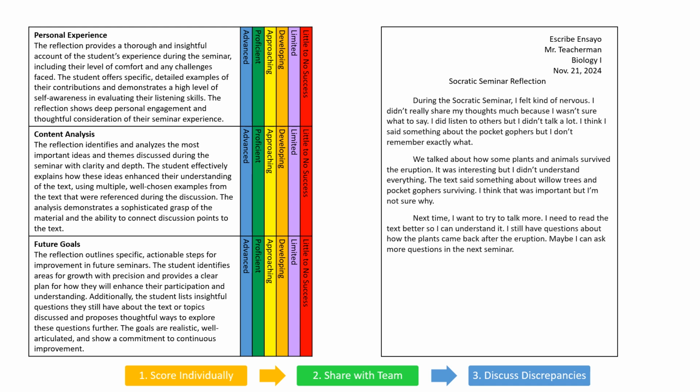Okay, here's the last one. Please take a second to pause, grade the work, and calibrate your scoring with your team.